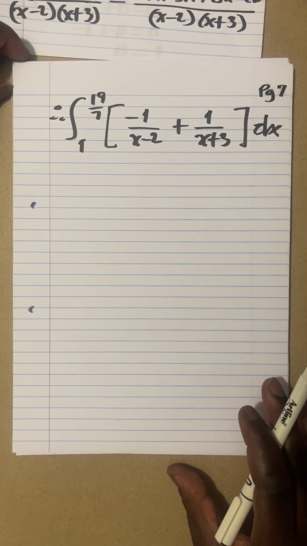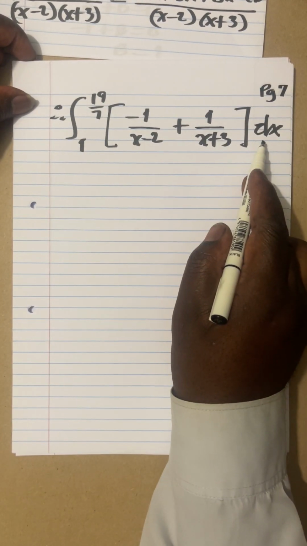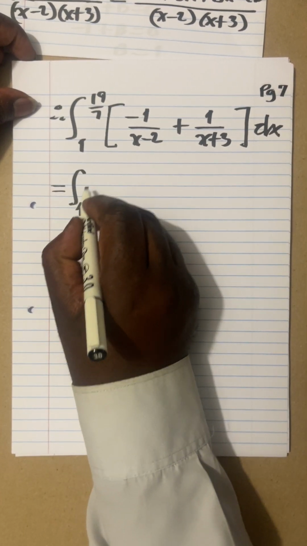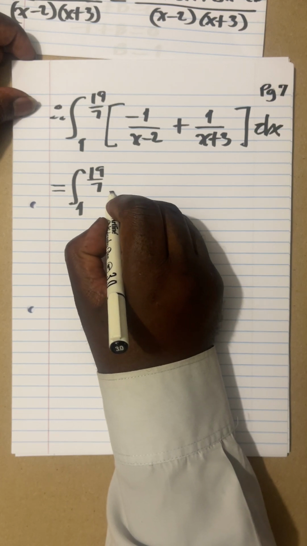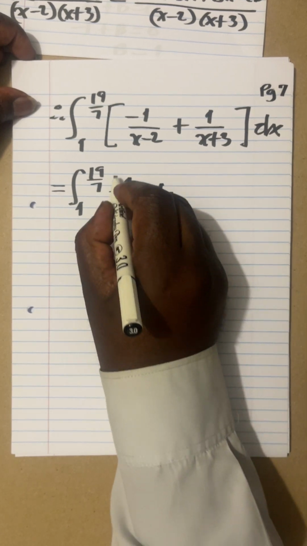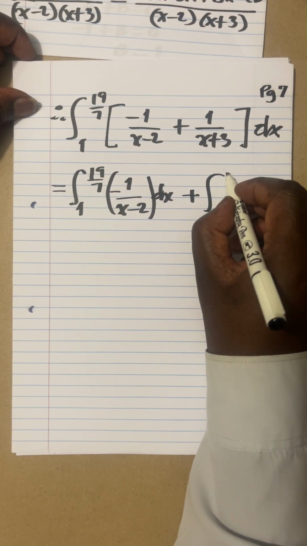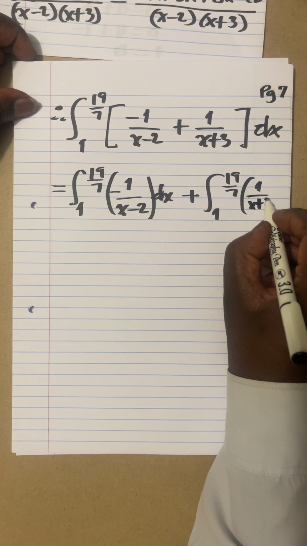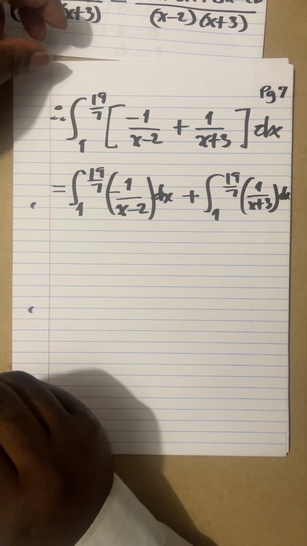Right. There we go. Now, continuing here, I'm going to distribute this and distribute the dx. So we're going to say this is equal to the integral from 1 up to 19 over 7 of minus 1 over x minus 2 dx. Let me put this in brackets like so. And then plus the integral from 1 up to 19 over 7 of 1 over x plus 3 dx. Space there, but you can see I'm writing dx there.